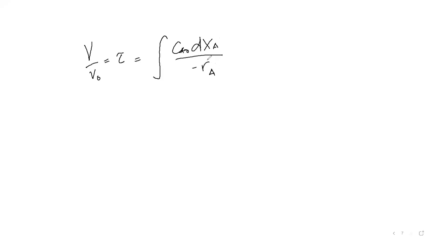Is this the performance equation for a PFR? Same thing for a batch reactor. If it's an MFR, you only get this one, and you have CAO XA over rate. If it's a PFR, this is your performance equation. Now, I'll stop sharing here. I'll show you something so you can recall.